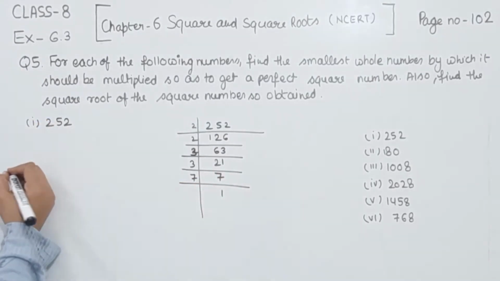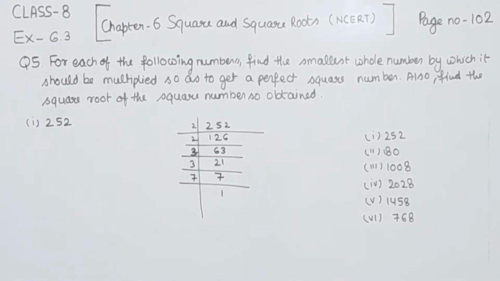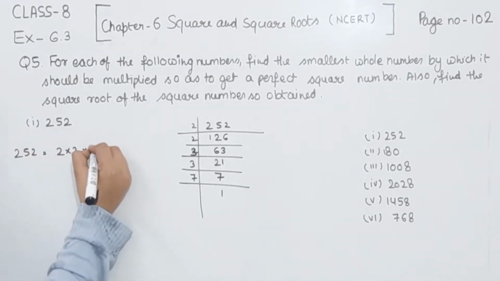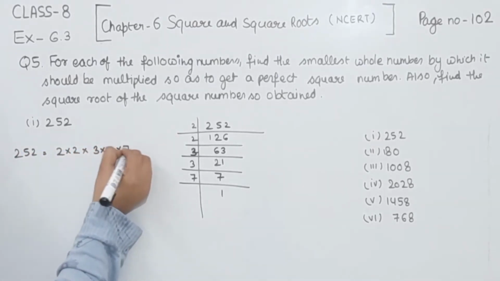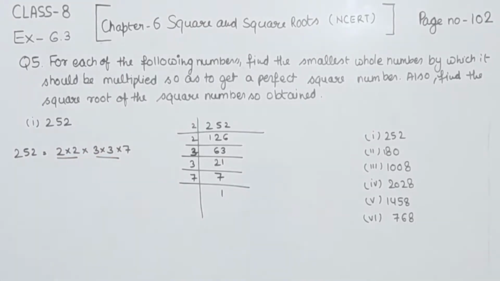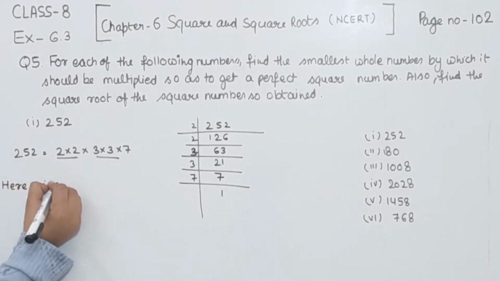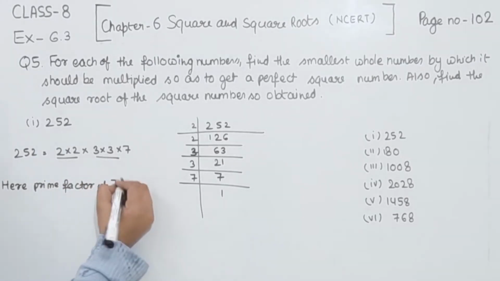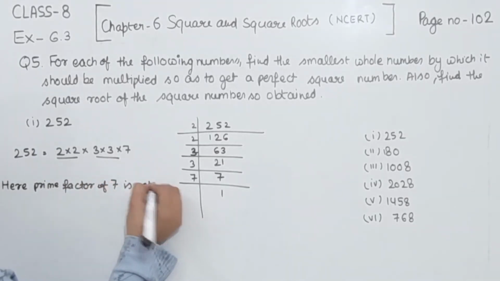So the factors of 252, we are going to write here: 252 is equal to 2 multiplied by 2 multiplied by 3 multiplied by 3 multiplied by 7. So we are having the pair of 2 and 3. We are not having the pair of 7. So we are going to write here, prime factor of 7 is not having a pair.